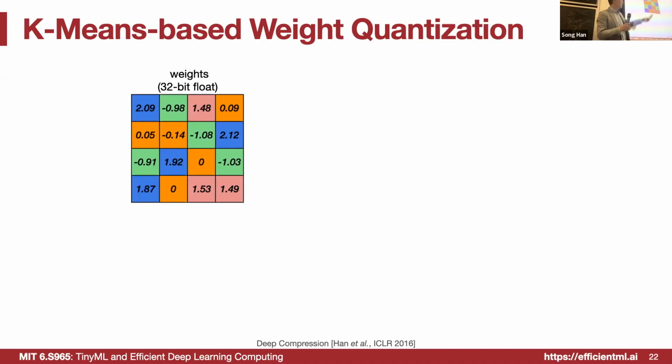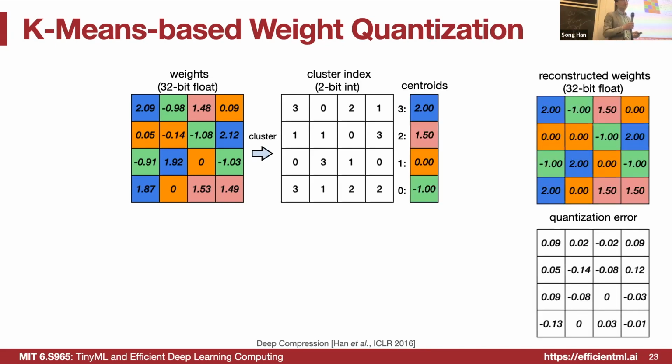So let's just do K-means clustering to find which weights are similar. These are similar weights around 2, and these green ones are around -1, and the pink ones are around 1.5. So we may as well just do K-means clustering and find their centroids: -1, 0, 1.5, and 2. For example, if the weights are 2.09 and 2.12, we may as well just quantize both of them to 2.0.